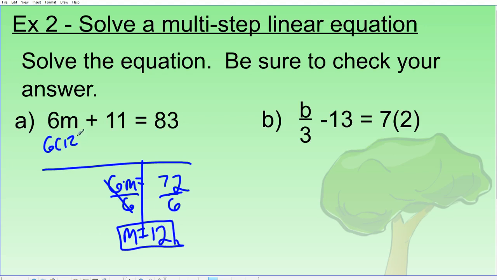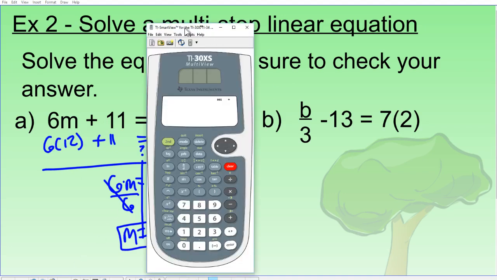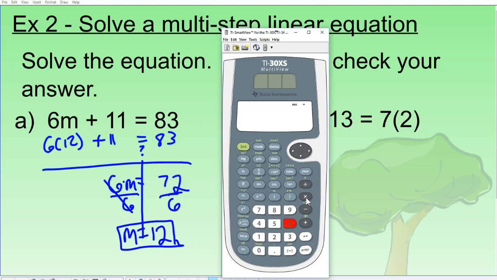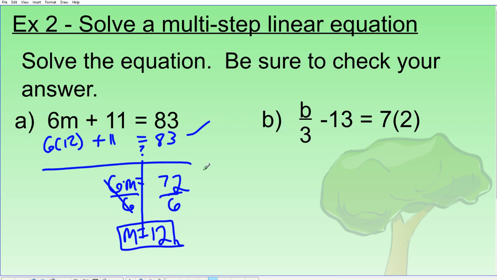Is 6 times 12 plus 11 equal to 83? I don't know. Calculator. 6 times 12 plus 11. Yes, 6 times 12 plus 11 is 83. So this math checks out, which means this is the correct answer. Okay, that's how you check your answer after you solve.